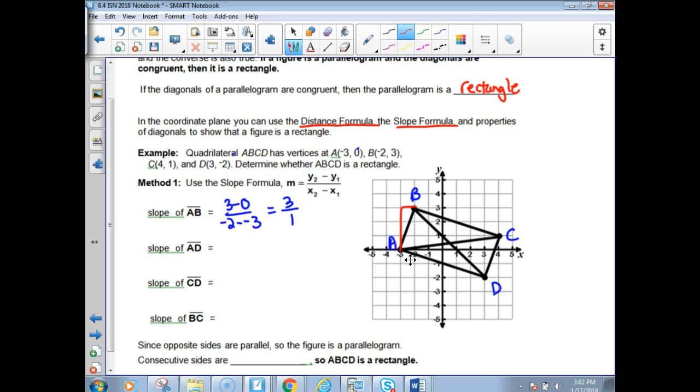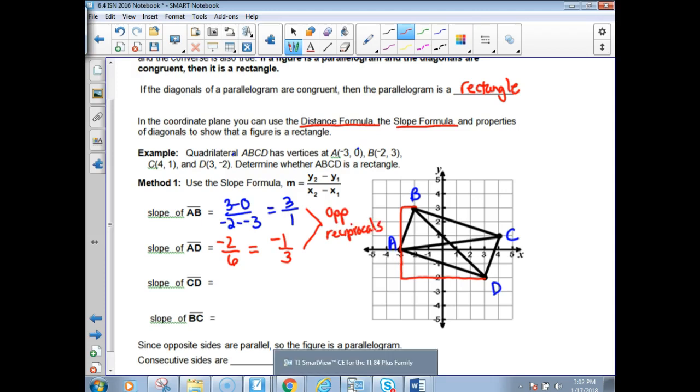The slope of AD. Now I'm going to go from A to D, and I'm going to count on the grid. I'm going to go down 1, 2, and right 1, 2, 3, 4, 5, 6. That's -2 for the down 2, and right 6 is +6, and then you need to reduce that to -1/3. You see these numbers? 3 over 1 and -1 over 3. These are opposite reciprocals. Okay? I want you to notice that those are opposite reciprocals.